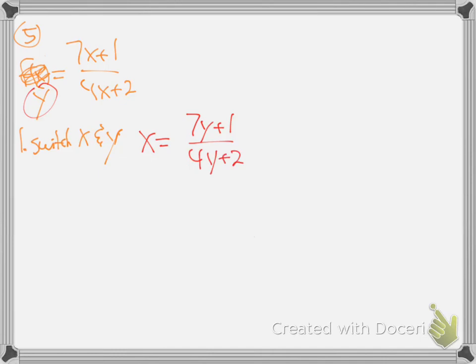Well, this is just another proportion, right? And just cross multiply. Right, there'll be more to it, though. Everybody good so far to there? Step 1, switch x and y. X's become y's, y's become x's.